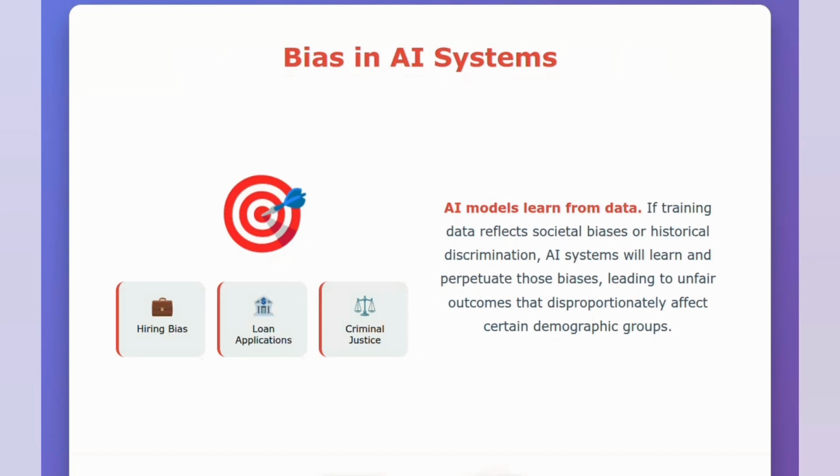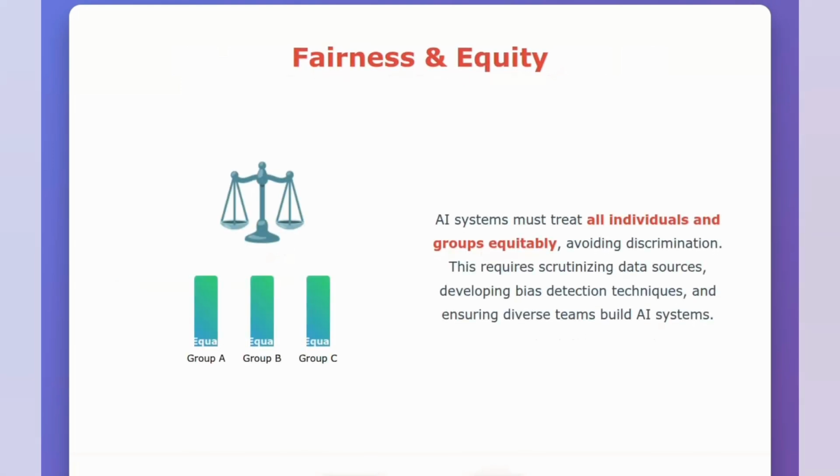One of the most pressing concerns is bias. AI models learn from the data they're trained on. If that data reflects societal biases, for example, historical discrimination, the AI will learn and perpetuate those biases. This can lead to unfair outcomes in areas like loan applications, hiring decisions, or even criminal justice systems, disproportionately affecting certain demographic groups. Fairness is closely related to bias.